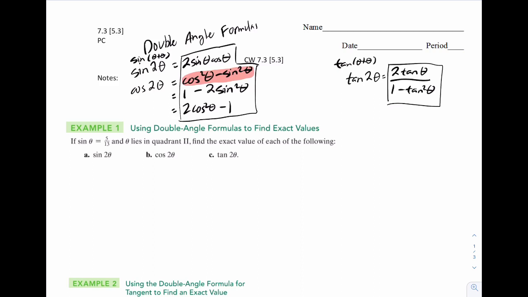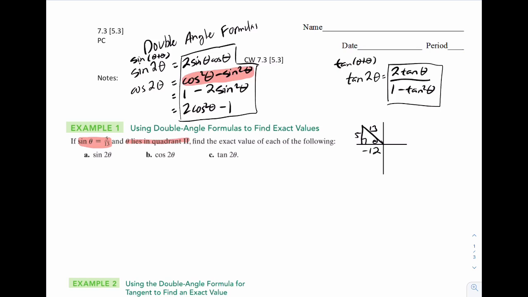So first example, if sine theta is 5 over 13 and theta lies in quadrant 2, find the exact value of each of the following. So first thing is, notice this thing right here. Let's highlight that. Sine theta is 5 over 13. Theta lies in quadrant 2. So I'm going to draw my triangle here. If it's quadrant 2, let's sketch a triangle there. There's our theta. We know this is 5, 13, so it must be 12. And notice I put negative because that's the x component in quadrant 2.